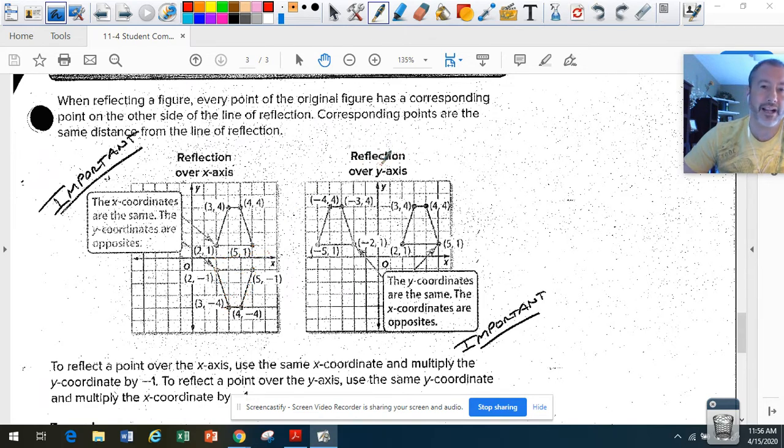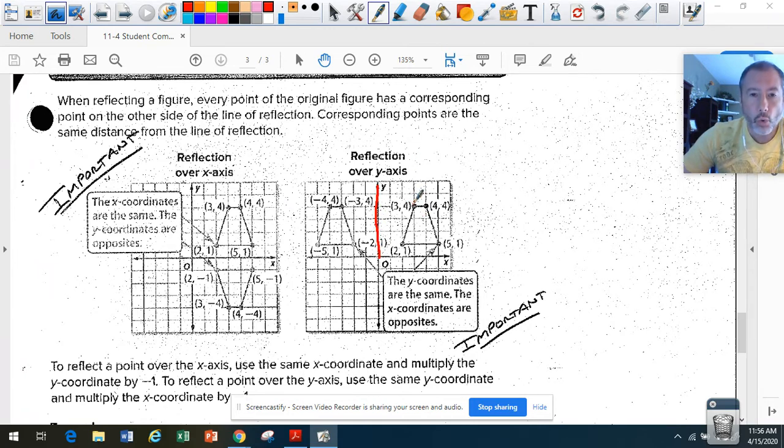Now, we're going to reflect it across the y-axis. Here's the y-axis here. So what do you think the rule is going to be? Correct. The y-coordinate is going to remain the same, but the x-coordinate is going to become the opposite. Okay, so let's see what we have here again. Let's reflect it across our y-axis right here.